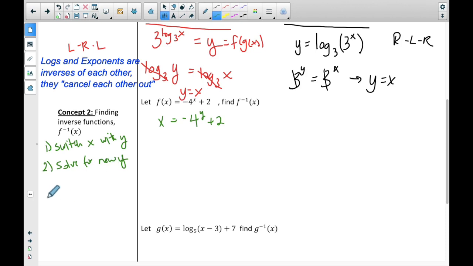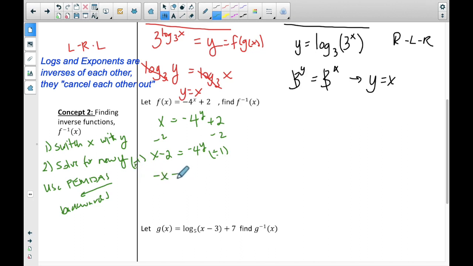Remember, when you solve it, you have to do PEMDAS backwards. You do PEMDAS backwards, so that means you have to start with your adding and subtracting when you're solving this. So I subtract my 2. Next thing is I do have a negative there, so I'm going to divide this side by -1, and I'm going to divide this side by -1. And so that's going to give me a negative x plus 2 is equal to a positive 4 to the y. I just didn't like that negative being over there.